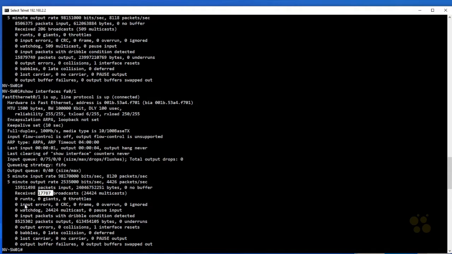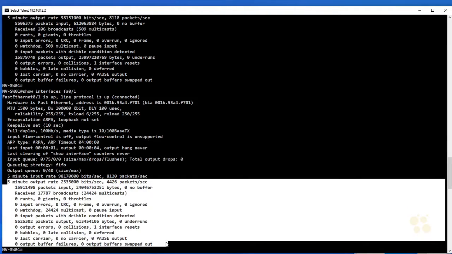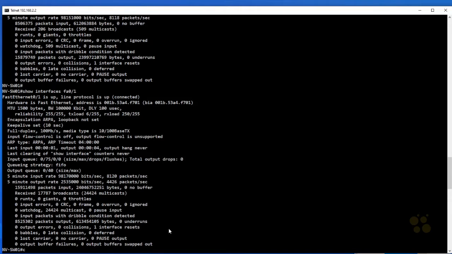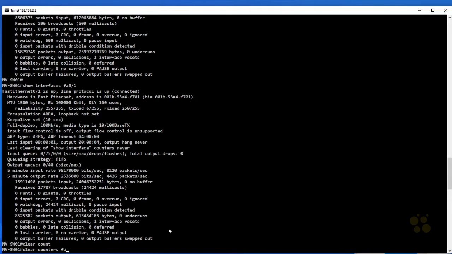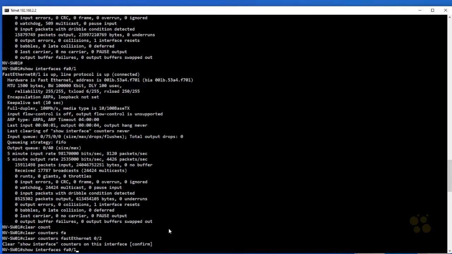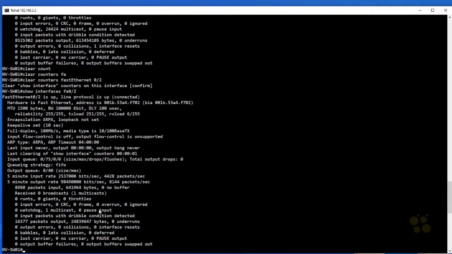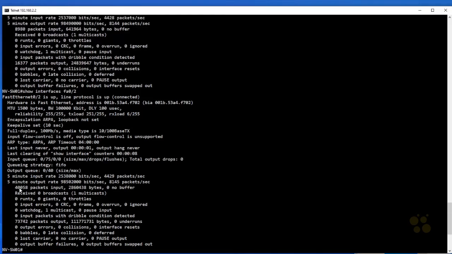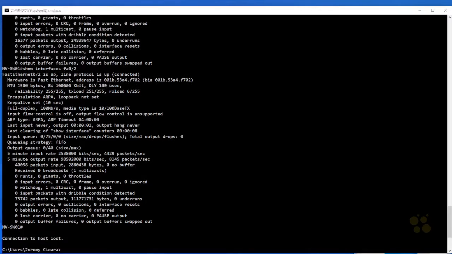Something worth mentioning: these are all memory resident. So if you reboot your switch, you're going to lose all of these. You can also type in clear counters. Here, I'll do FastEthernet 0/2 because we can do that. And now when I look at that interface, you can see everything's reset. So the 5-minute average is still the same, but the number of packets that have been sent starts from 0. And it's building up quickly because we're receiving a whole bunch of stuff.